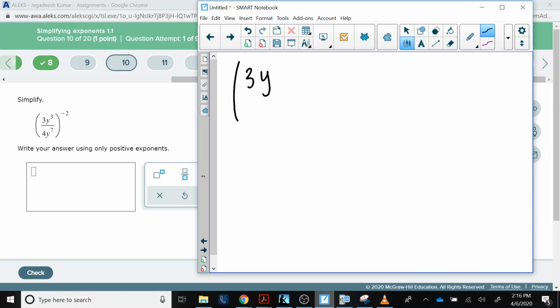3y cubed over 4y to the 7th power, all to the negative 2. Now, since this exponent, this power, is common to every term inside the parentheses, I'm going to distribute it to everything. So this 3 has a power of 1, this 4 has a power of 1.